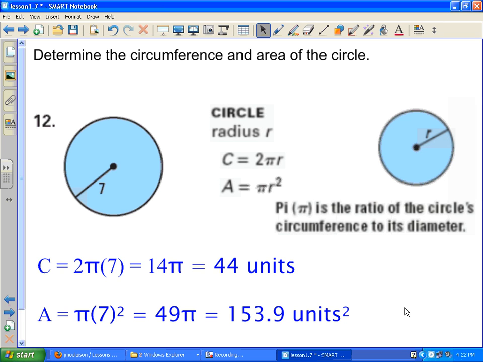Determine the circumference and area of the circle. Once again, if I'm given the radius, I just need to substitute that value into the formula. For circumference, in this case, it'll be 2 pi times 7. For the area, it'll be pi times 7 squared. Circumference is 44 units, area 153.9 square units.